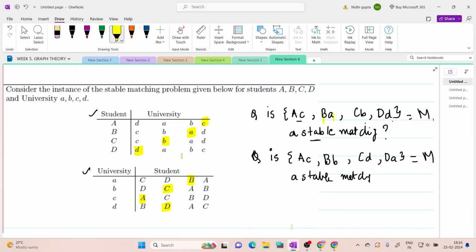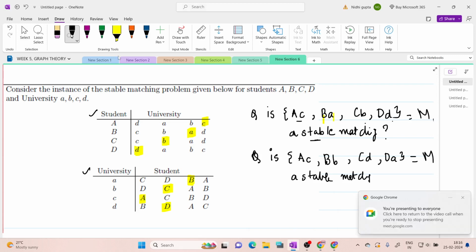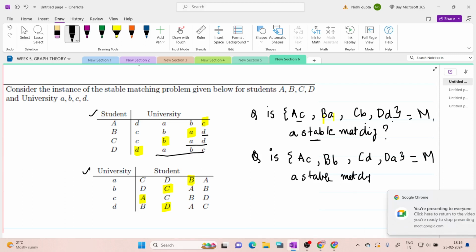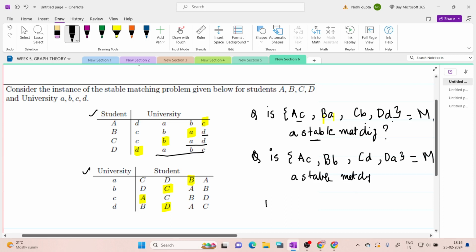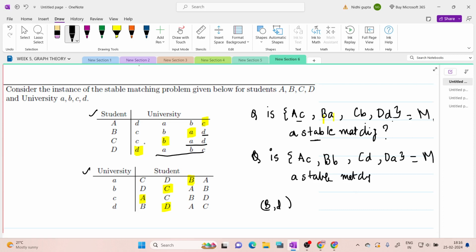So first of all, any pairs lying here cannot be blocking pairs, because they are lower preferences for students. They are already getting better options. B is getting A, which is better than D. C is getting B, which is better than both A and D. And D is getting D, which is better than ABC. So none of these pairs can be blocking pairs.